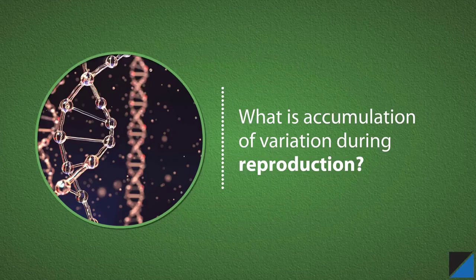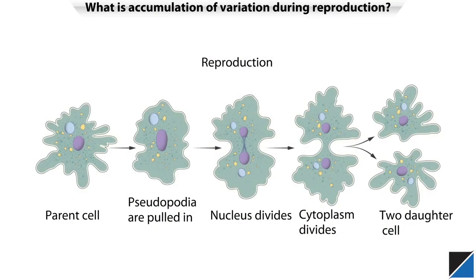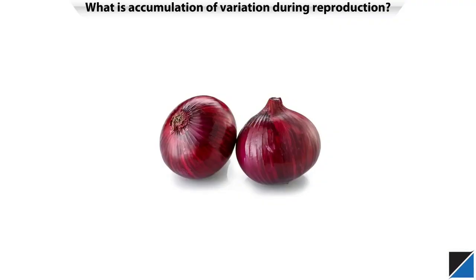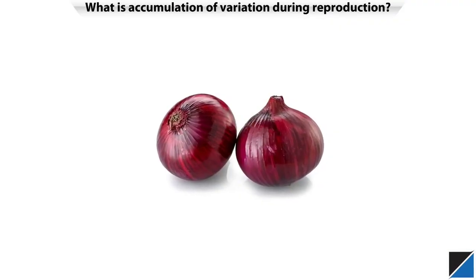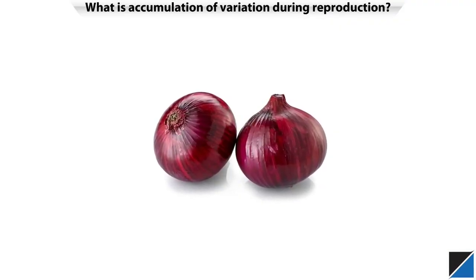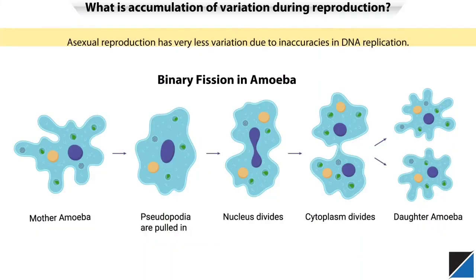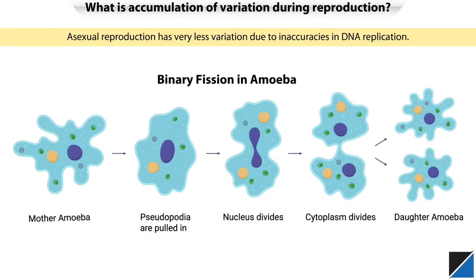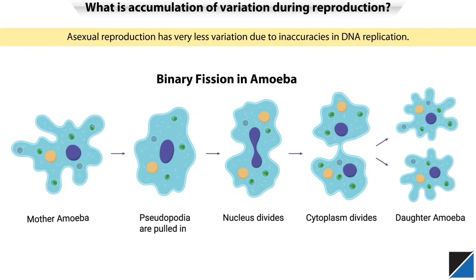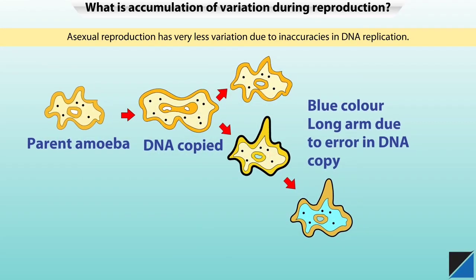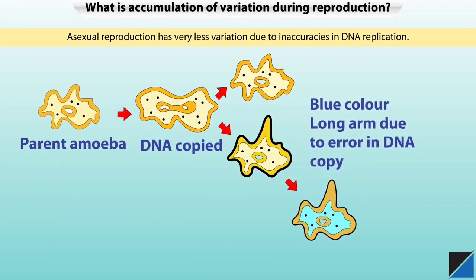What is accumulation of variation during reproduction? Have you ever seen an amoeba or an onion? They always look similar. Do you know why? This is because there is only one parent involved in asexual reproduction. So, you would find very minor differences between them.